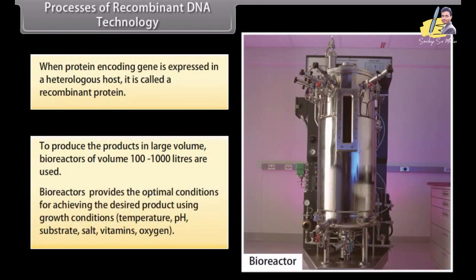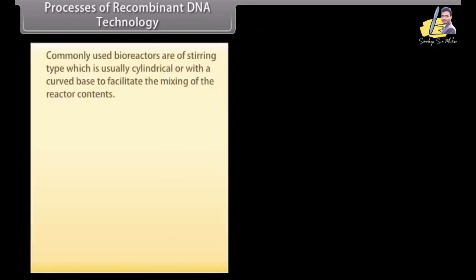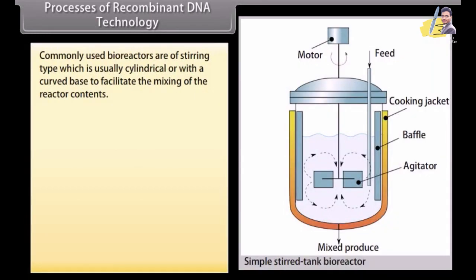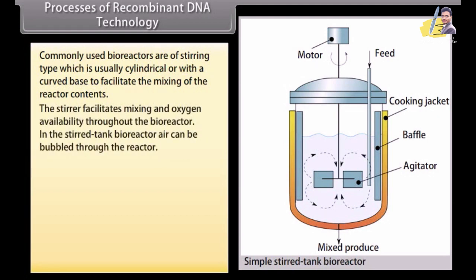Bioreactors provide the optimal conditions for achieving the desired product using growth conditions, temperature, pH, substrate, salt, vitamins, oxygen. Commonly used bioreactors are of stirring type, which is usually cylindrical or with a curved base to facilitate the mixing of the reactor contents. The stirrer facilitates mixing and oxygen availability throughout the bioreactor. In the stirred tank bioreactor, air can be bubbled through the reactor.